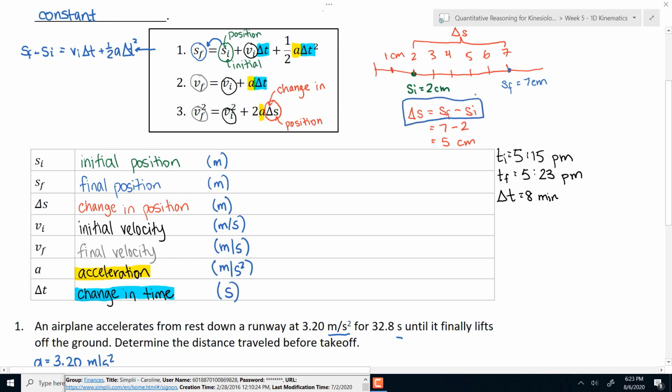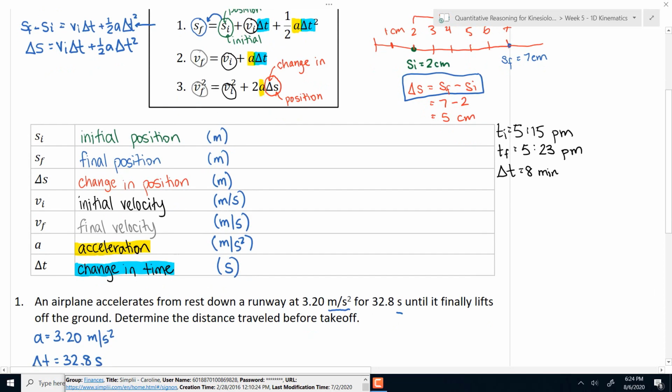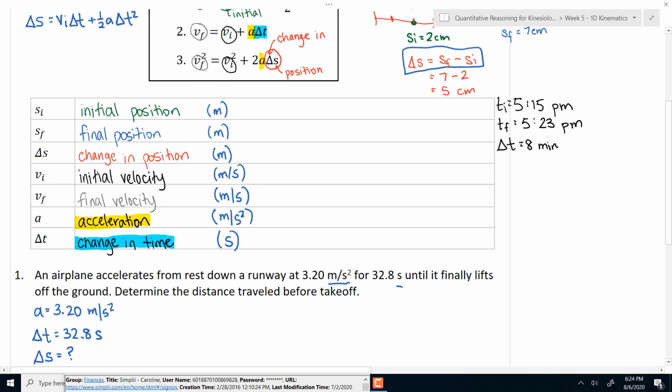It's equal to delta S. So that equation is the same as delta S equals V initial delta T plus 1/2 A delta T squared. Okay, so keep that in mind when you're doing problems. If we look at this question, it does not have anything to do with V in it. Oh, actually, there is one thing we missed. Let's see if you can find it.